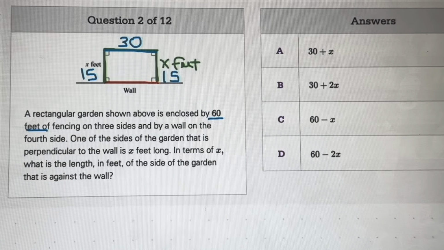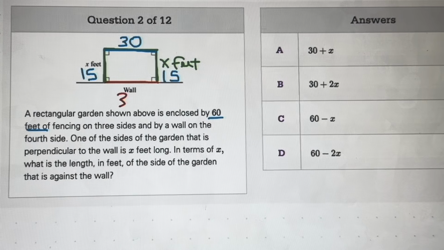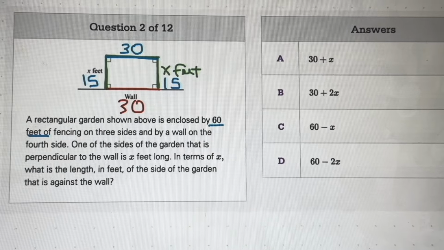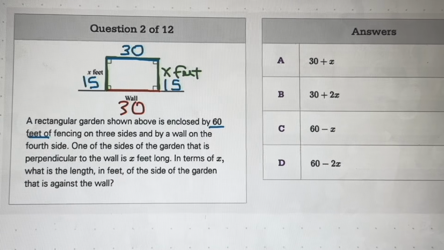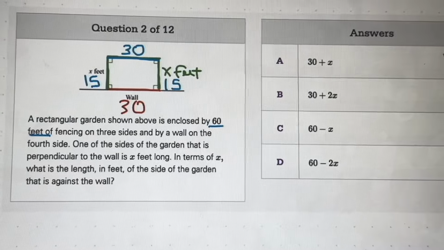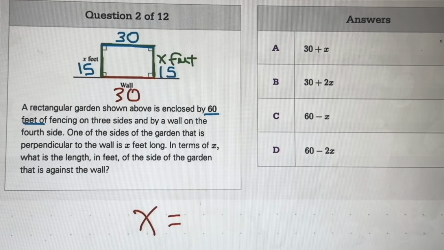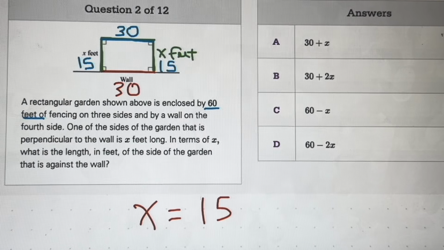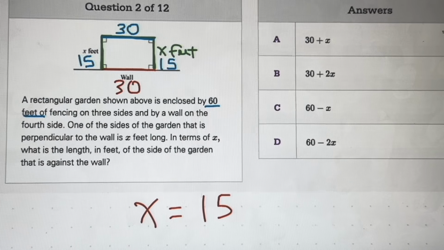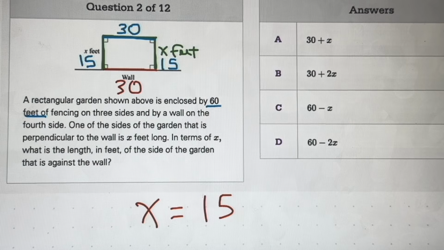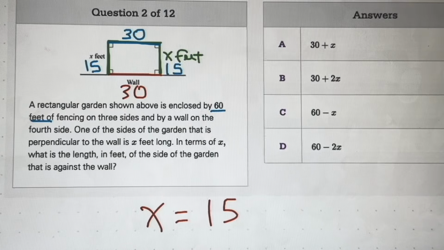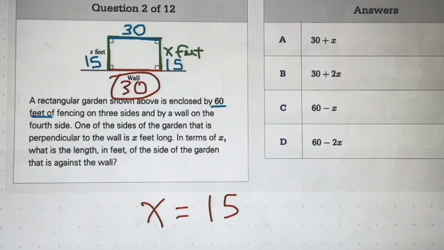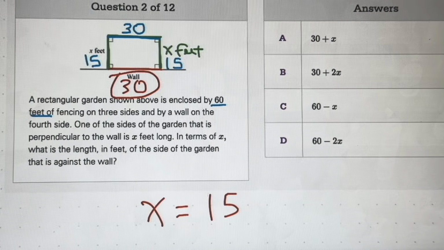All right, anyway. So that length along the wall is 30. Any questions about that, or are we good? Okay, good. Now remember, the question is saying in terms of x, which is 15. I want to make that really clear. When we're plugging in values, I think it's always wise to set that value somewhere on a piece of paper. X is 15. So in terms of x, what is the length in feet of the side of the garden that's against the wall? We know the side against the wall is 30. So when I plug in a 15 for x, the right answer choice has to give me 30.